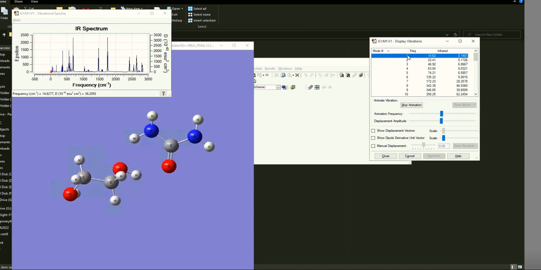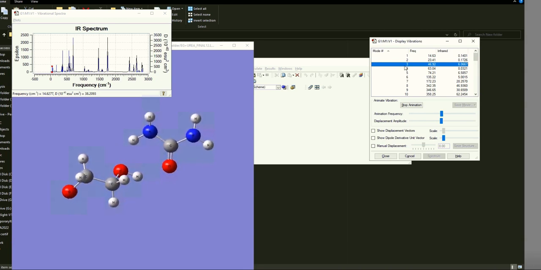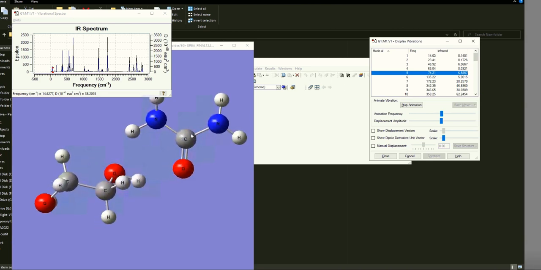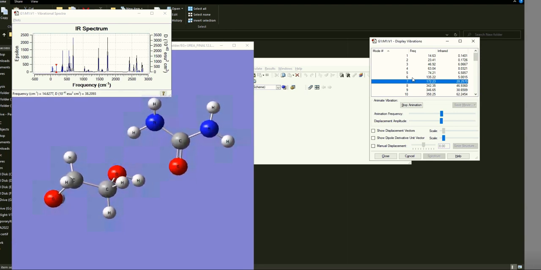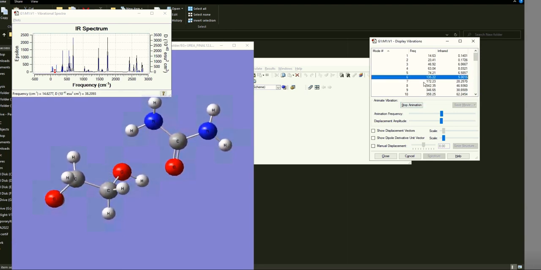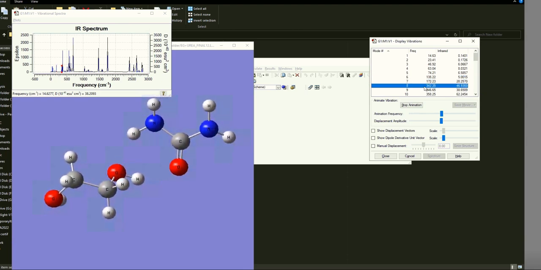If you look at the first step, you see the vibration, two molecules vibrating together. If we jump to the second, it is also the same. If we jump to the third, it is quite a bit different. If we jump to the next, you can see that while I am moving to the next step, the IR is also moving.